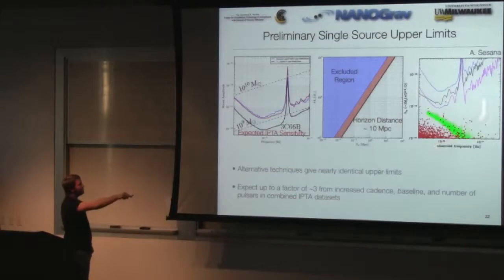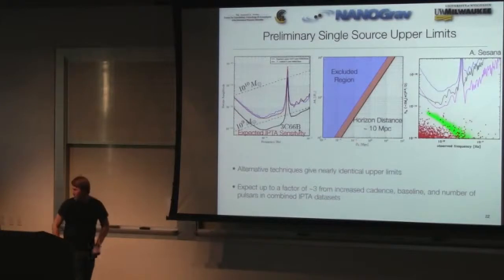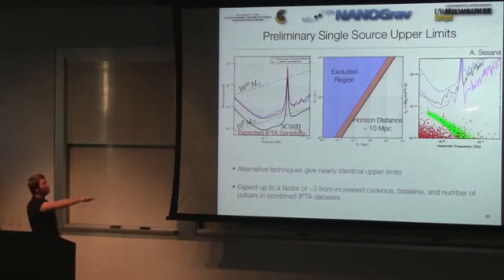So this is extremely good news for us. It is possible that we could detect these things much sooner than we could think if we have a favorable realization of these sources in our universe.